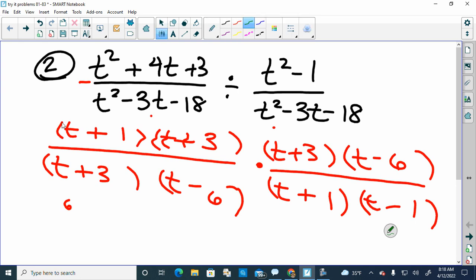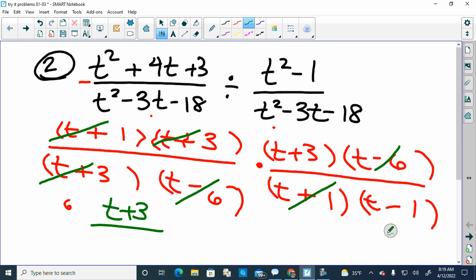Okay, so t plus 1. I got one down the bottom, a t plus 3. Okay, a t plus 3. Do I have another one? No. A t minus 6. So all that's left at the top is t plus 3 over all that's left at the bottom, t minus 1. That's fine. Now again, don't get rid of those t's, because you can only do that when you have a multiplication problem. This is an addition subtraction problem. Any questions on that one?